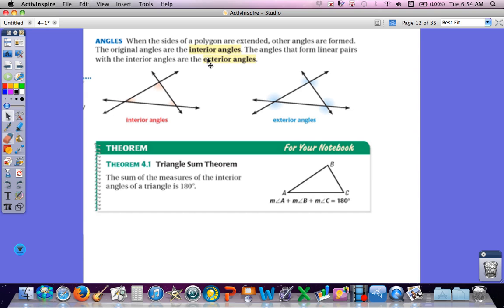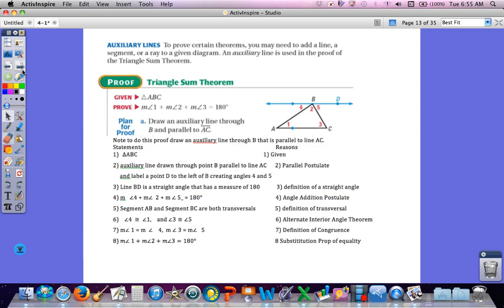Okay, now we have some information about angles that you're going to fill in your guided notes. When the sides of a polygon are extended, other angles are formed. The original angles are the interior angles. The angles that form linear pairs with the interior angles are the exterior angles. Okay? We also have a triangle sum theorem. I know it's a new theorem, but you know this concept. The sum of the measures of the interior angles adds up to 180 degrees. So the measure of angle A, angle B, and angle C equals 180 degrees. We've been using that in classwork already.